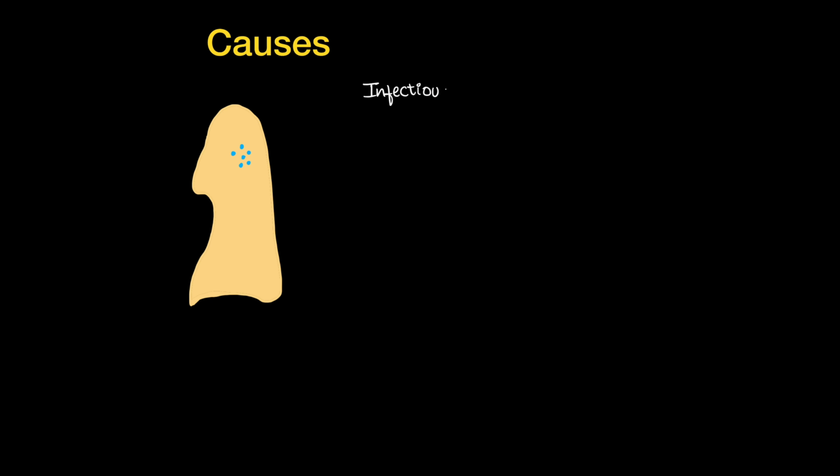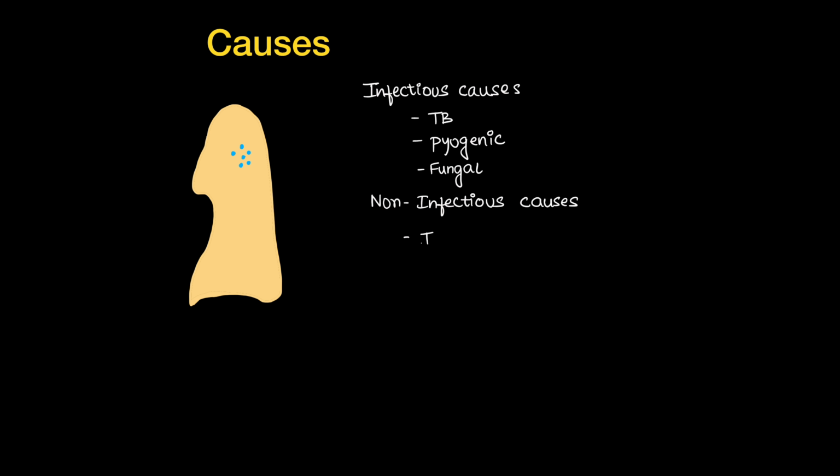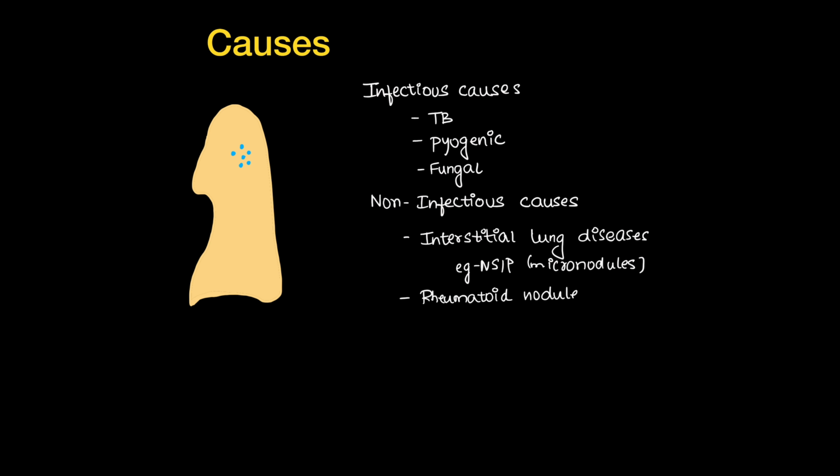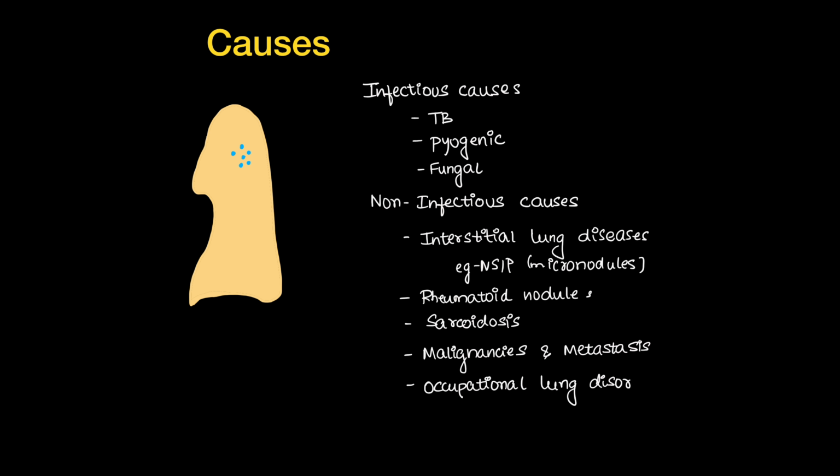What are the causes of these nodules? There are multiple causes. It can be infectious, like TB, pyogenic or fungal pneumonia. Non-infectious causes of nodules are interstitial lung diseases, affecting not the air spaces but the interstitium, like non-specific interstitial pneumonia, which causes micronodules, rheumatoid nodules, sarcoidosis, malignancies and metastasis, and occupational lung disorders.